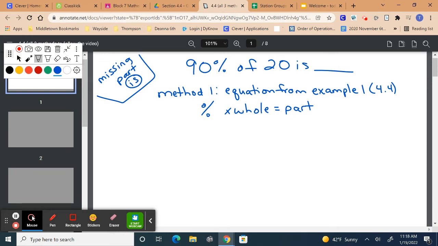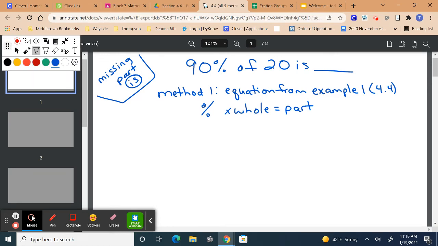Hi everyone. So I just want to put a whole video together showing you all the different methods for when you're finding part and when you're finding whole. So you'll be able to follow along, make sure you follow the steps, and hopefully this helps you a little bit more. So this is when you're finding your part, when your is missing.